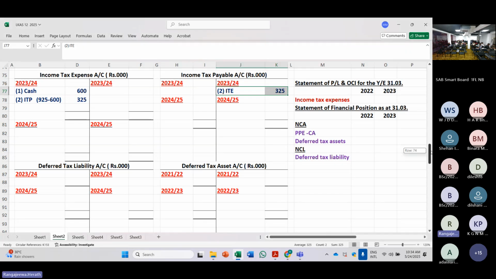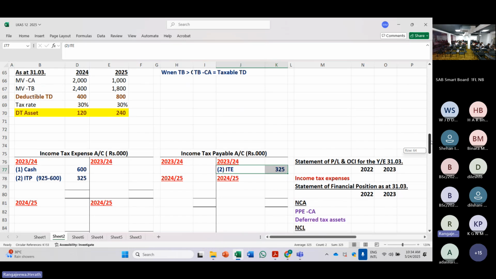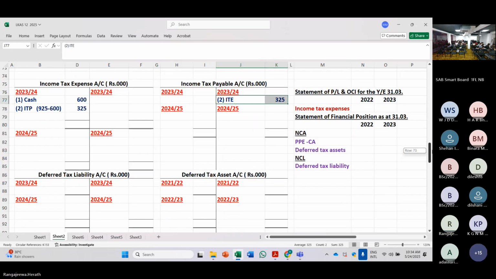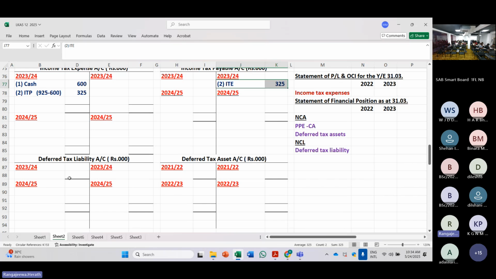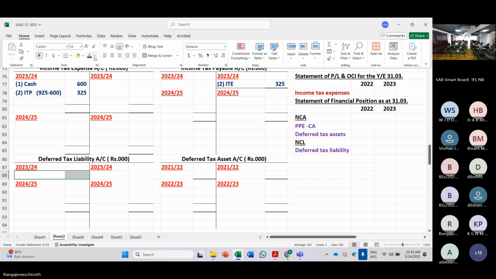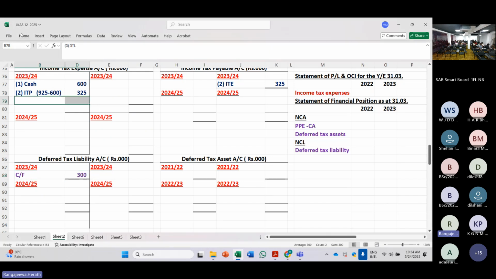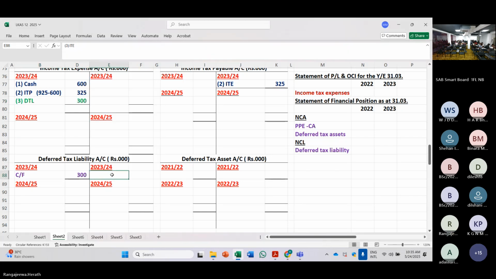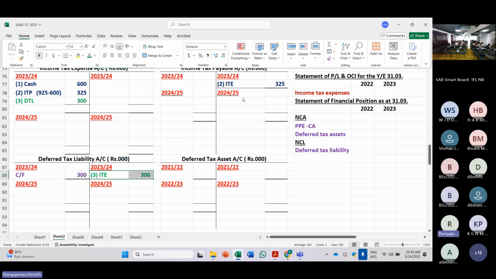Then end of the first year, deferred tax liability 300. So deferred tax liability account balance carried forward should be 300. That means this year creation of deferred tax liability should be 300. No opening balance, so tax expense debit 300, deferred tax liability credit 300.